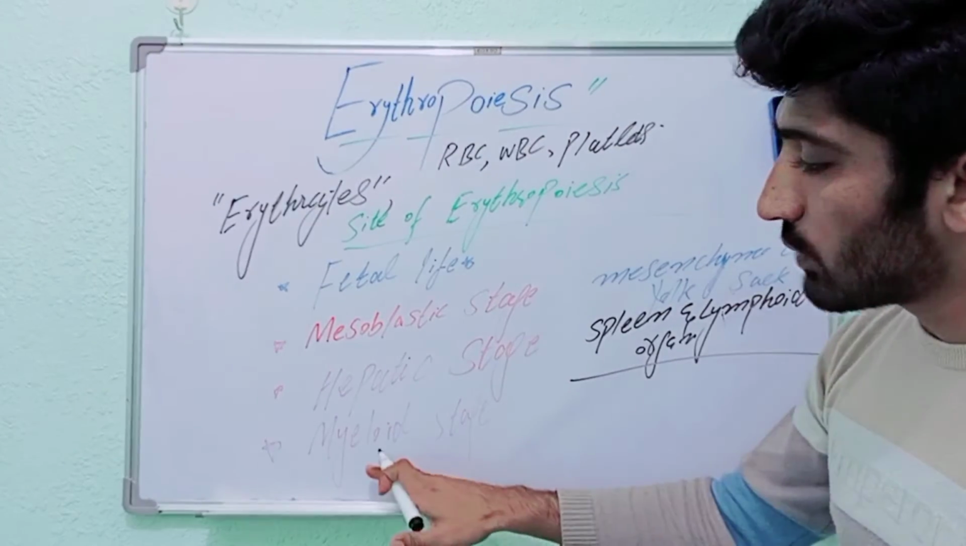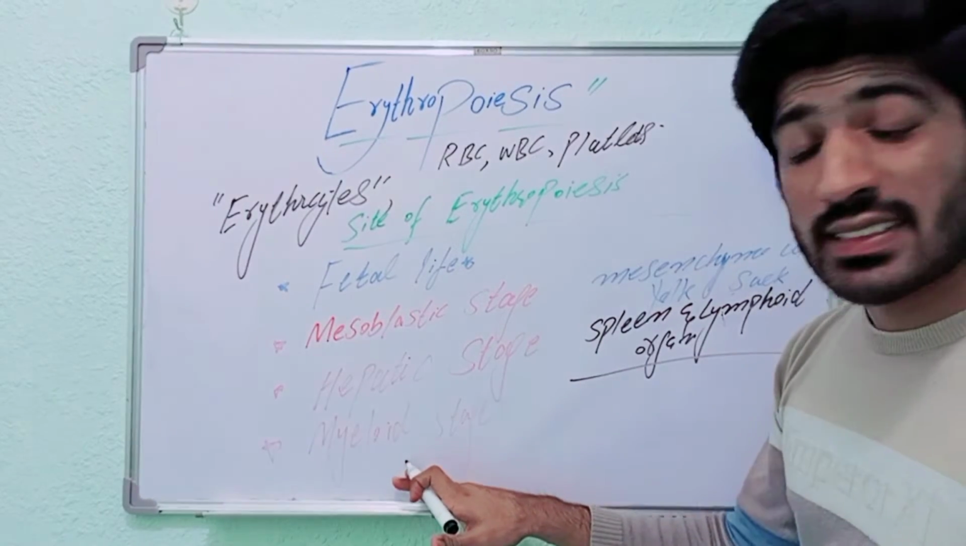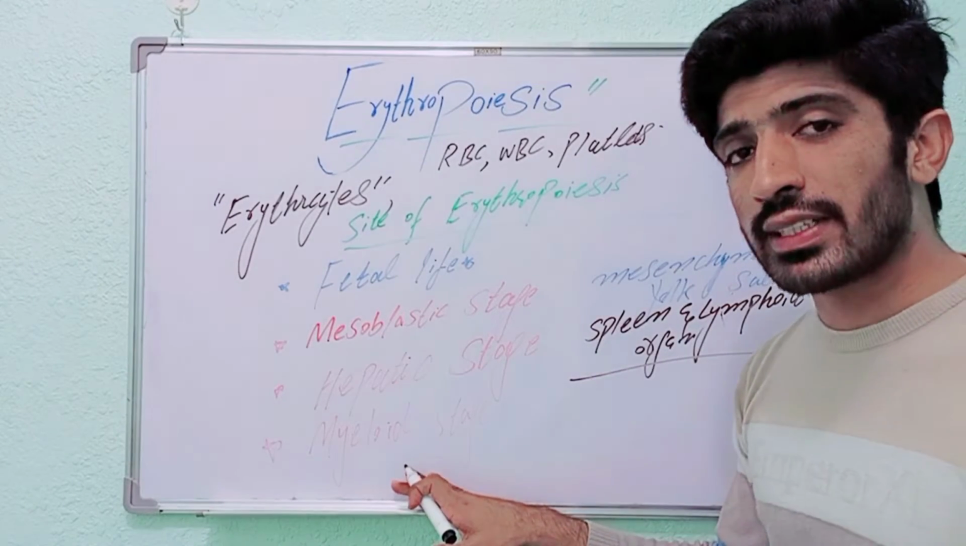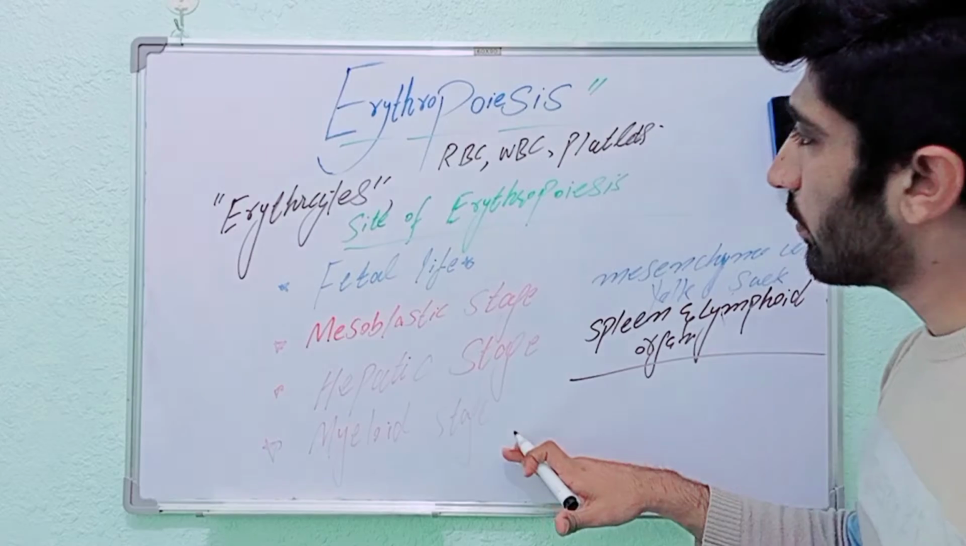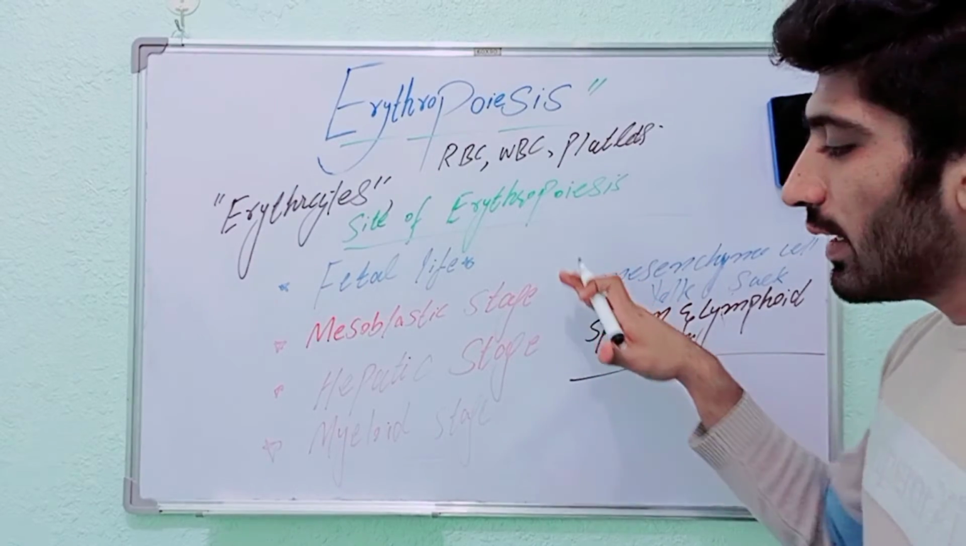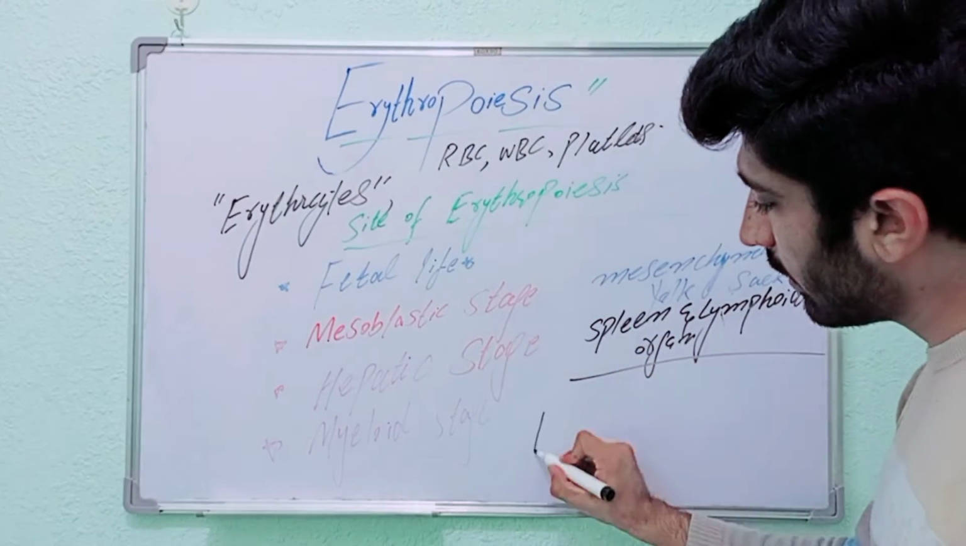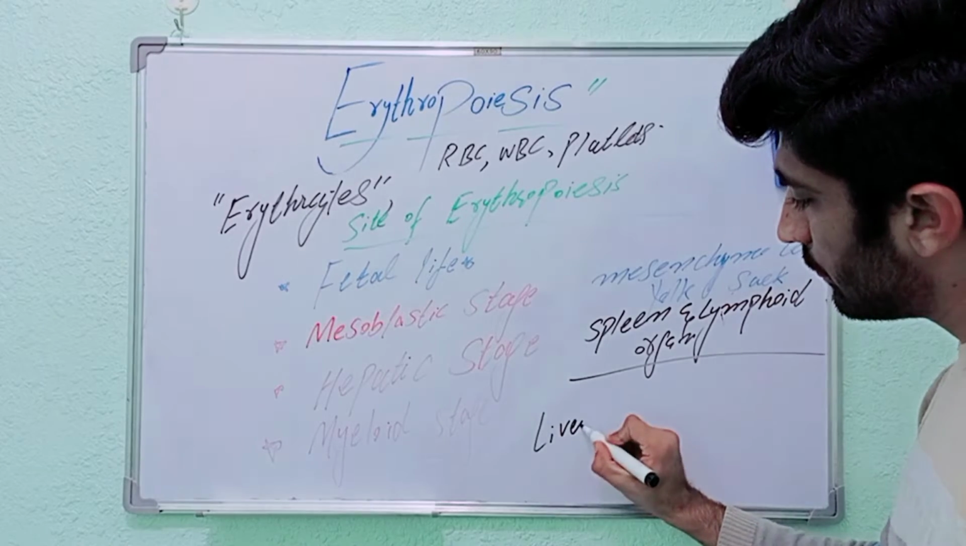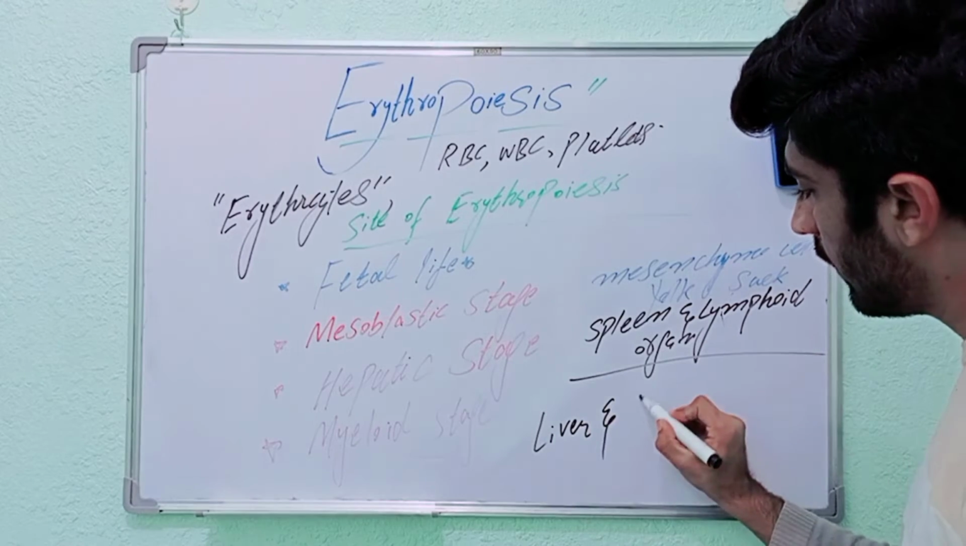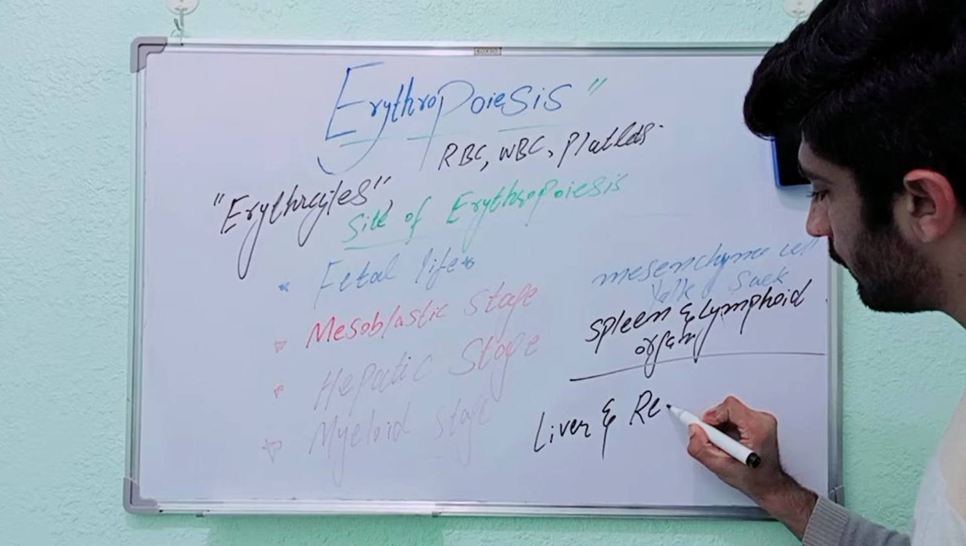Then after that is the myeloid stage. In this stage, during the last 3 months of intrauterine life, the process of erythropoiesis takes place in the liver and also the red bone marrow.